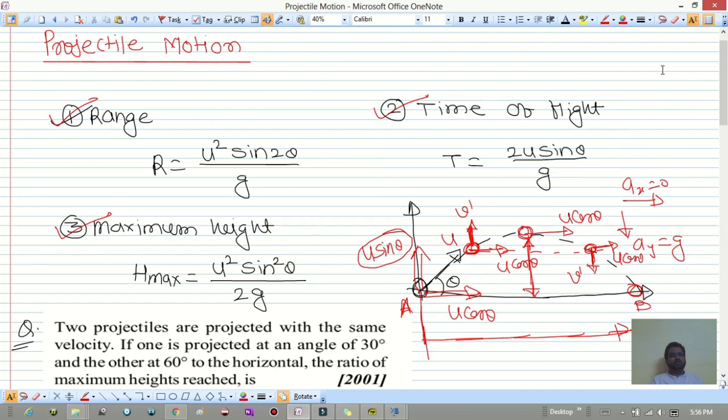These three formulas are very important. Do remember these three formulas. One is u squared sine 2 theta by g. Second one is 2u sine theta by g, and third one is u squared sine squared theta divided by 2g. Now we'll do some problems based on this.